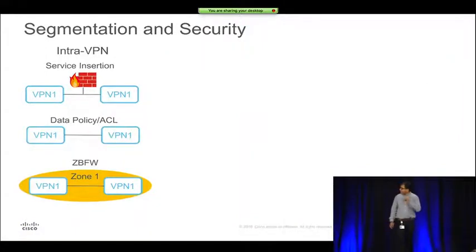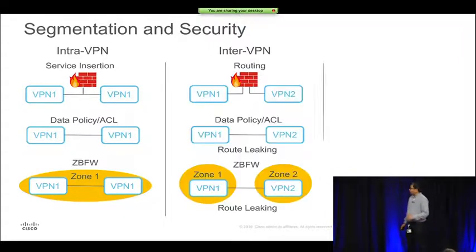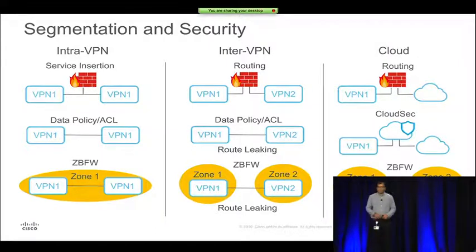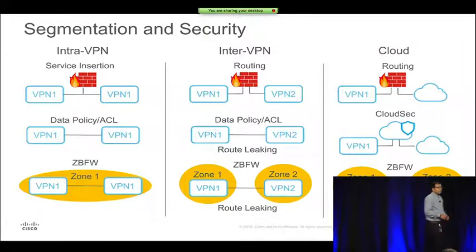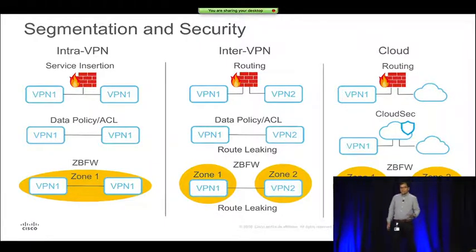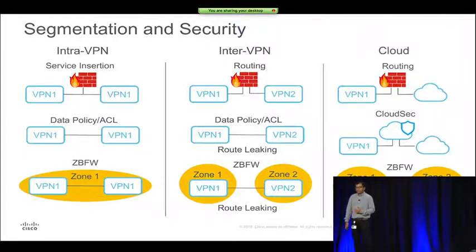Now, from a segmentation and security perspective, there are different ways. Let me open up the different use cases. This slide covers what we are doing from a security perspective for intra-VPN, for inter-VPN, or if we are accessing the cloud. Let's start with the intra-VPN use case. The way we can define the traffic flow within the same VPN, if a customer wants to insert a third-party firewall into the data path, is through our service insertion policies.